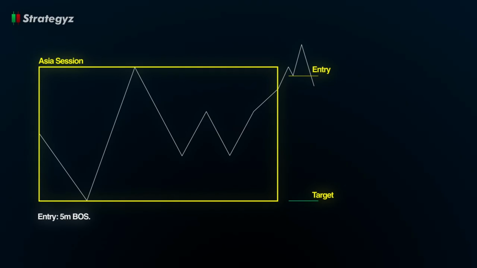If it breaks the structure here on the 5-minute, this is where we enter. This will be our stop loss over here. And let's say our target will be over here. This is more than 1:2, but usually I like to target 1:2 to not be very greedy.